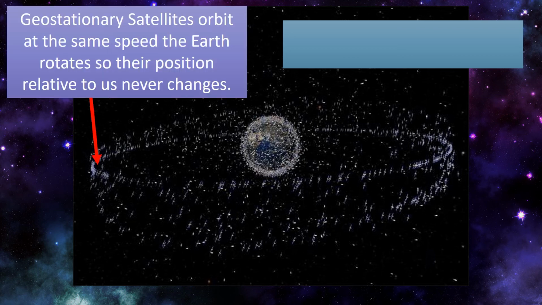So the further out you go, these are where we get geostationary satellites. Now, geo means Earth, stationary means still. So these satellites are orbiting at the same speed that the Earth rotates, so their position relative to us never changes. This satellite will move with the rotation of the Earth. Let's say it's over North America. It will always be over North America because it is travelling at the same speed as the Earth's rotation.